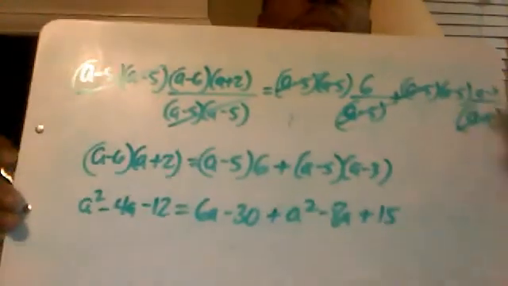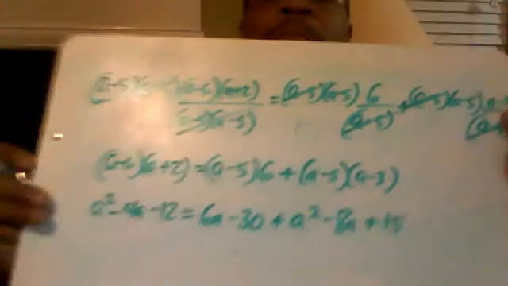So I got A squared minus 4A minus 12 equals 6A minus 30. And then foiling that last one, A times A is going to be A squared. And then you got minus 5 minus 3, that's going to be negative 8A plus 15. Alright? Now if you do the FOIL method, this is what you would have come up with.